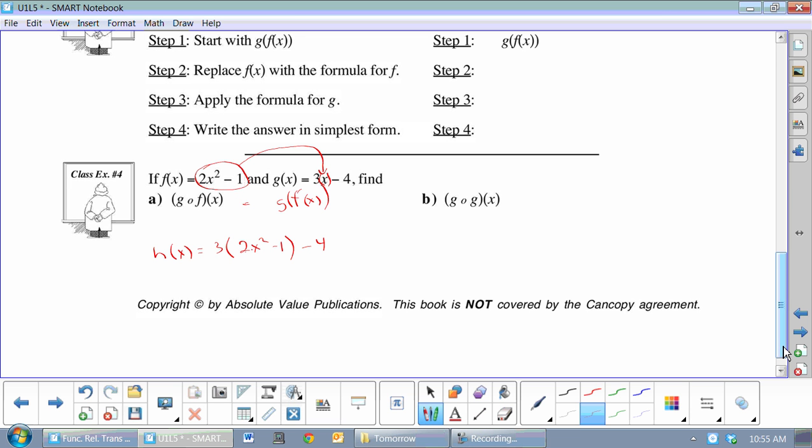Because what I did there, does that make sense? Okay? Now, it's just the math, okay? Because we got to do this. 6x squared minus 3 minus 4. This equals 6x squared minus 7.